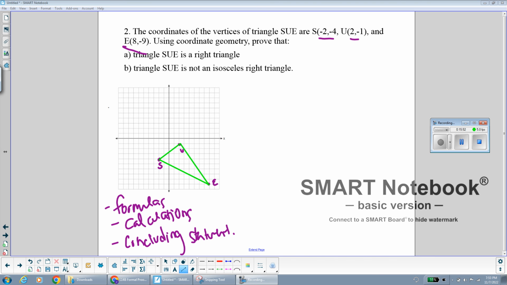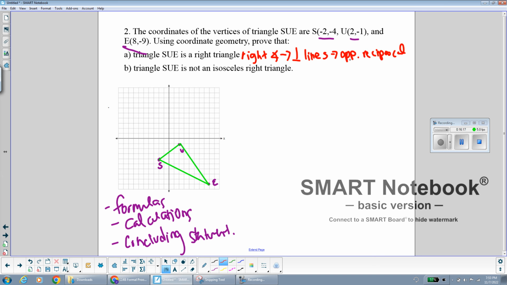So here I just have triangle SUE graphed, and part A tells us that we need to prove that it's a right triangle. So remember, a right triangle has a right angle, and a right angle is formed by perpendicular lines, and perpendicular lines have opposite reciprocal slopes. So if we can show that two sides of this triangle have opposite reciprocal slopes, then we'll know that the sides forming them, for example, this side and this side, are perpendicular, meaning they form a right angle, making it a right triangle.